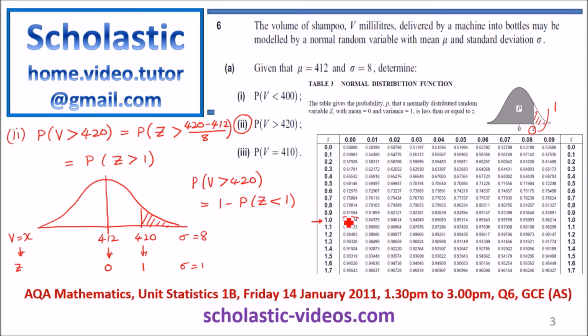But in this case 1.000, so that's the first one, 0.84134. That means your answer is 1 minus 0.84134. So that gives us an approximate answer equal to 0.159. That's how you calculate the probability for volume greater than 420 milliliters. Okay, pretty simple, isn't it?